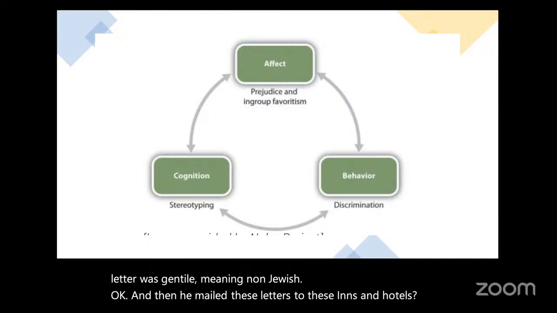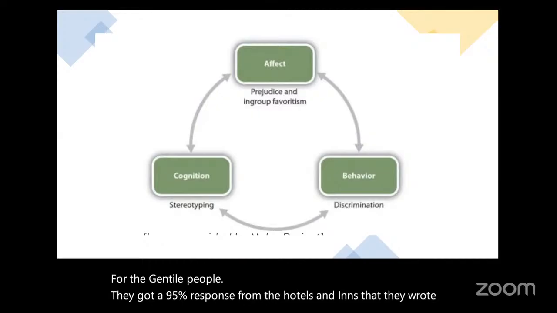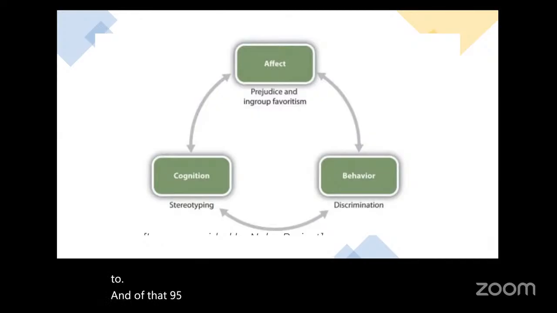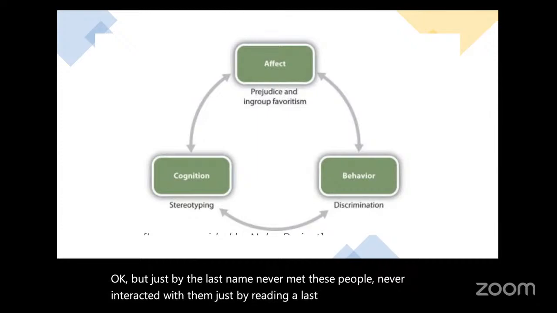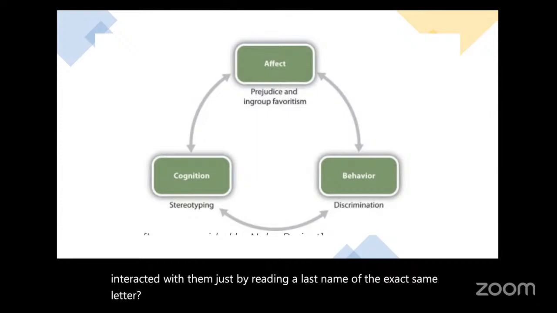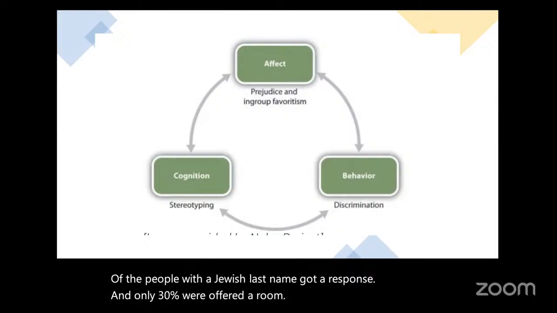For the Gentile people, they got a 95% response from the hotels and inns that they wrote to. And of that 95%, 90% of those were offered a room. But just by the last name, never met these people, never interacted with them, just by reading a last name on the exact same letter, only 40% of the people with a Jewish last name got a response, and only 30% were offered a room. So think about that.